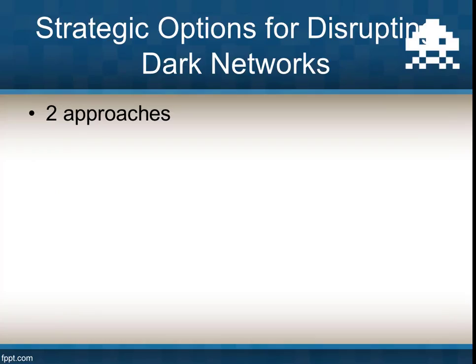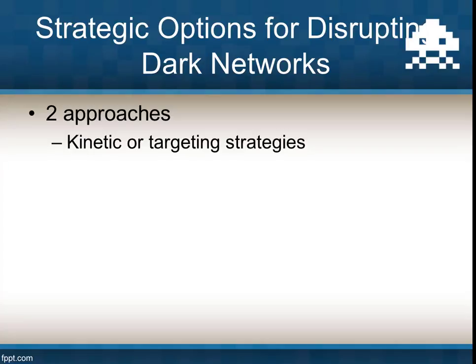All right, so strategic operations for disrupting dark networks. Overall, for this chapter, we're going to look at two main approaches. The first is called kinetic or targeting strategies, and this is the actual removal of or severing of ties of key actors in a network. And these key actors can be individuals, groups of individuals, organizations, businesses, different terrorist organizations that make up a network of overall terrorist organizations.